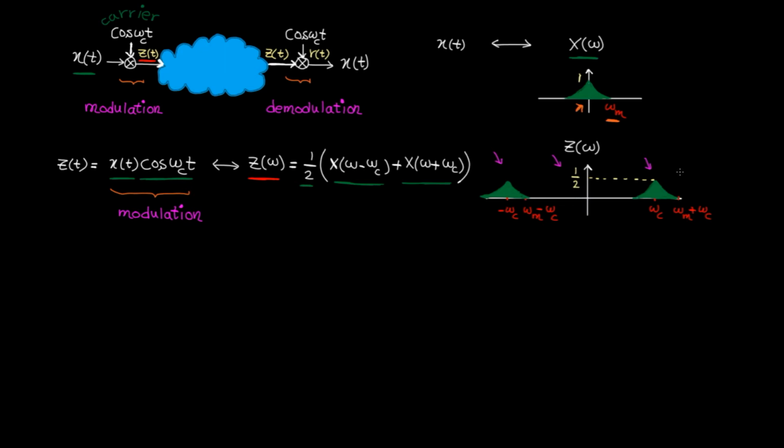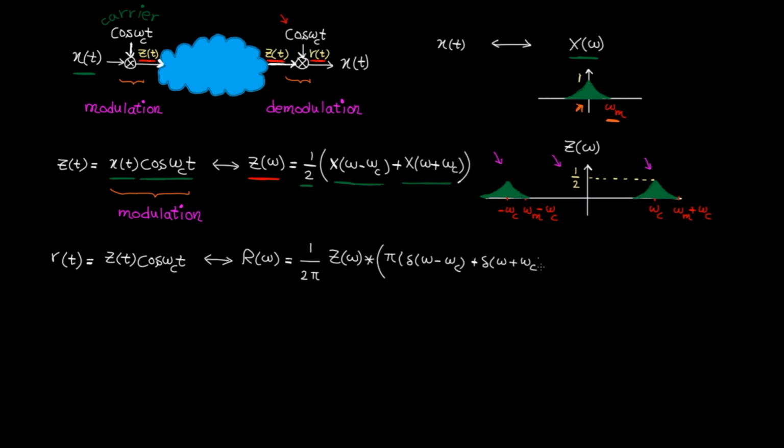Now let's continue. If the channel is ideal, we receive the same z(t) on the other side. Now it's time to extract the message from its carrier. To do that, we multiply it by another cosine function. So r(t) is basically z(t) multiplied by cosine omega c t. Again, multiplication in the time domain is convolution in the frequency domain. So in the frequency domain, we get this, where Z(omega) is the Fourier transform of z(t), and this is the Fourier transform of cosine function.